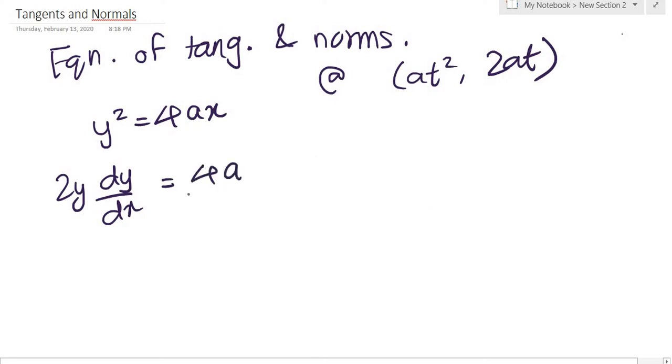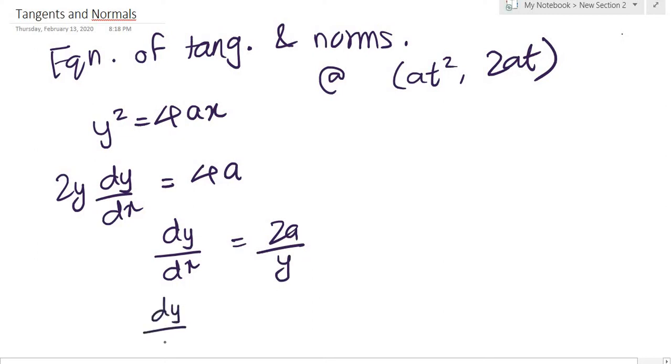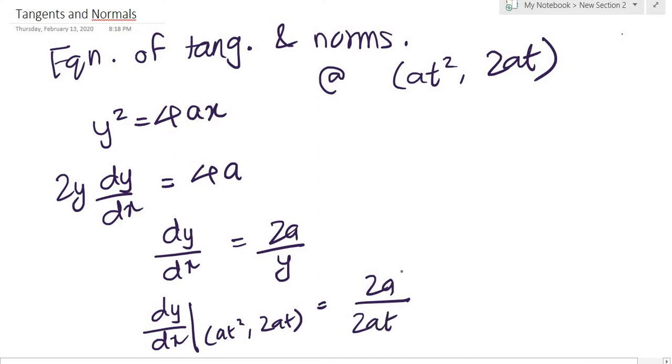Hope you know what I did there, just some implicit differentiation. dy over dx is equal to 2a over y, and you can go ahead and find the slope of the tangent at this point, plugging in the information of this point. So 2a over y, and y is 2at. 2a cancels out. We are left with 1 over t. That's the slope of the tangent line at this point.